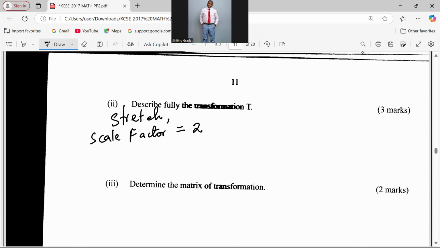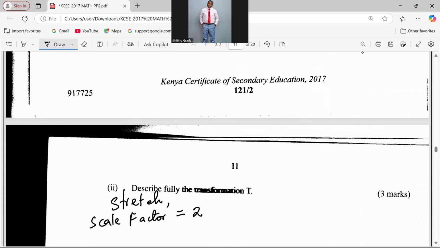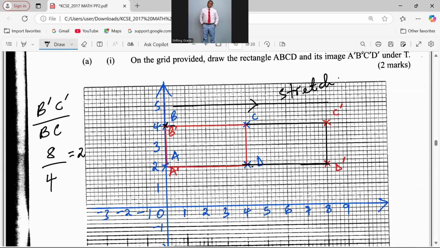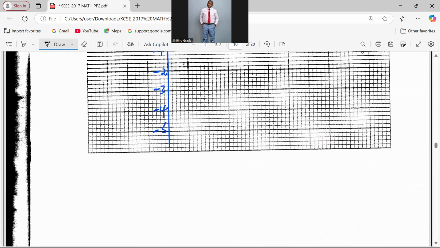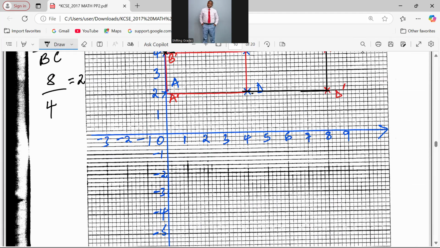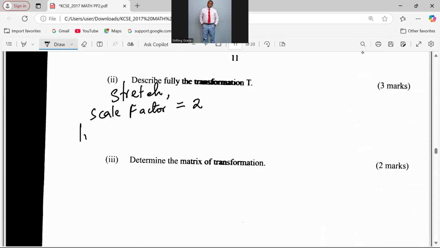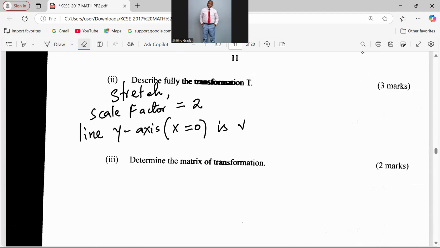Then the other thing to mention is the invariant line. When you look at the direction, it is perpendicular to the vertical axis. The vertical axis, which is called the y-axis, another name for the line y-axis is the line x equals 0, is the invariant line. It is invariant.